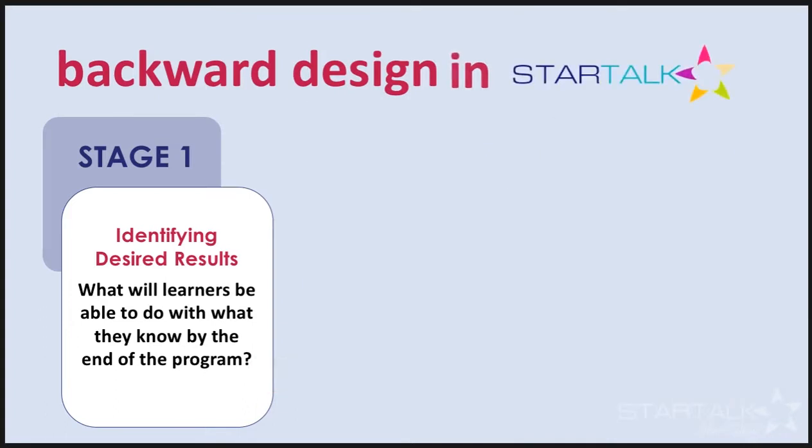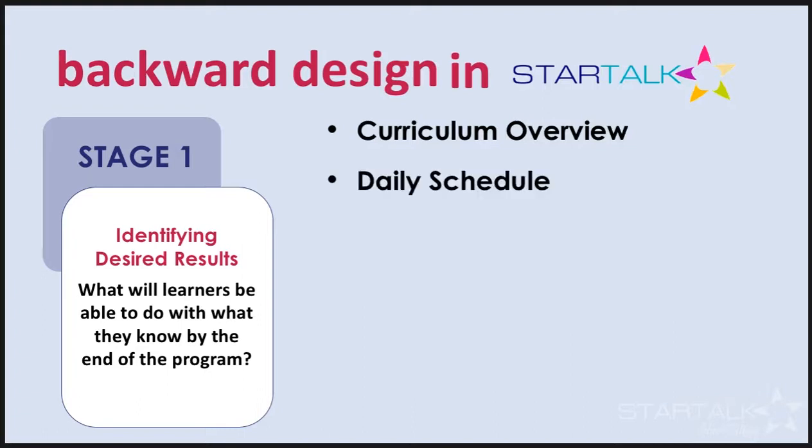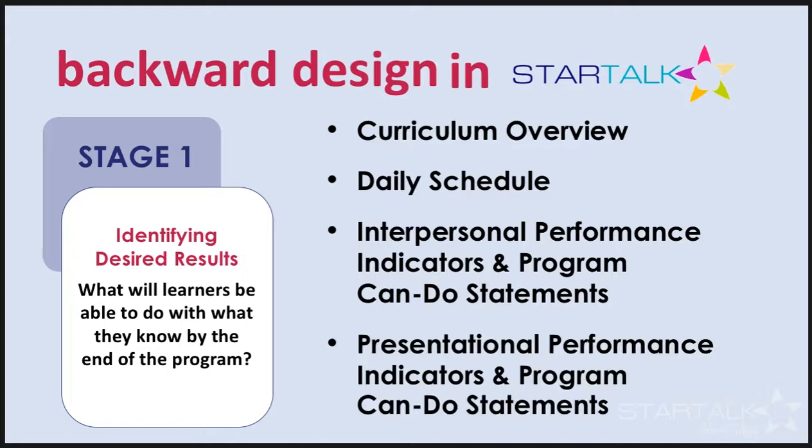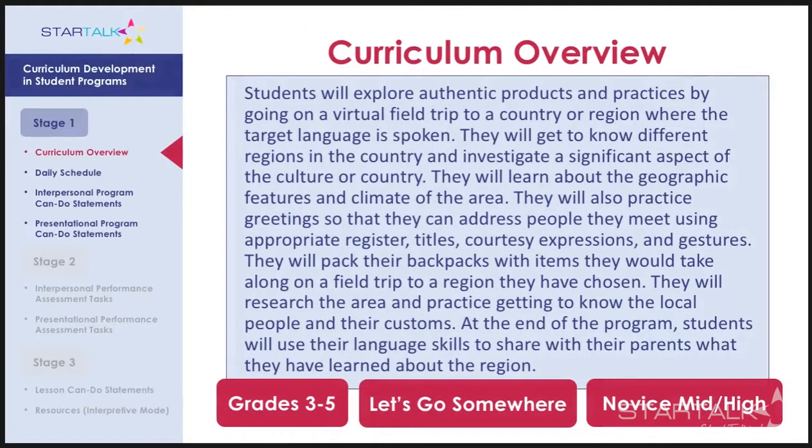In backward design for Stage 1, programs ask themselves the question, what will learners be able to do with what they know by the end of the program? And they begin to provide the answers to that question with the curriculum overview, the daily schedule, the identification of the performance indicators and program can-do statements in both the interpersonal and presentational modes of communication. Beginning with the curriculum overview.